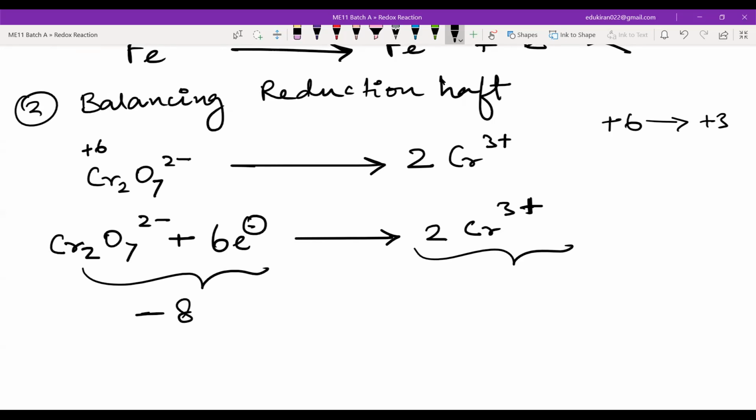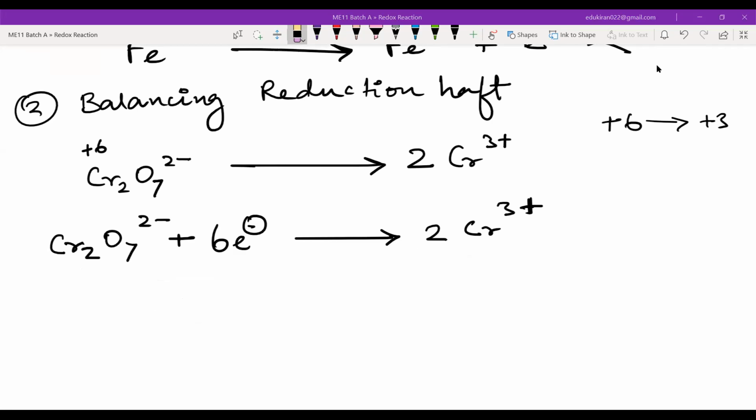Okay, fine. Now to balance the charge, what will I do? What is the difference? Here we have 8 negative, and here we have 6 positive. Can you tell me what is the difference? How much do I need to add? We need to add some positive charge, right? We need to add some positive charge on the reactant side. Draw it on the number line, tell me. 14. Yes, thank you very much. Very good. 14. Okay.